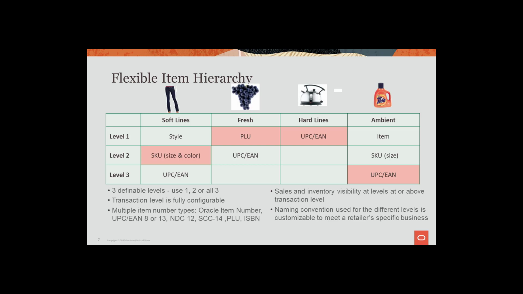The different item levels in merchandising can be customized to use terminology specific to an individual retailer. For example, a fashion retailer may use all 3 levels and name level 1 style, level 2 SKU, and level 3 barcode. A hardline retailer commonly only uses 2 levels and may name them SKU and barcode. A retailer may use either or both configurations.